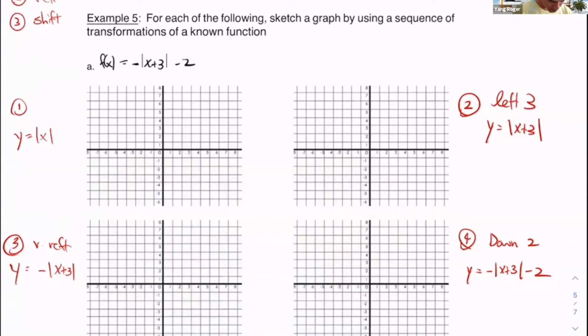We discussed last class that the absolute value kind of looks like a V. So here's one leg of the V.